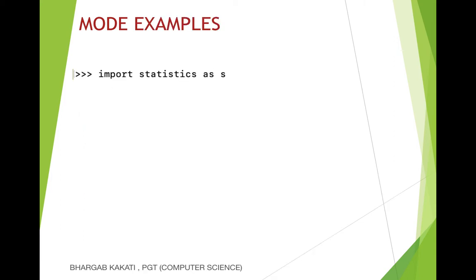So let's go to some examples related to mode. For that, let's import the statistics module. Import statistics as s. Then these are the values. Here you can see 3 has been repeated 2 times, and we are getting a unique result. Therefore, upon calling s.mode(a), I'll get the result as 3, because 3 has been repeated the maximum number of times.